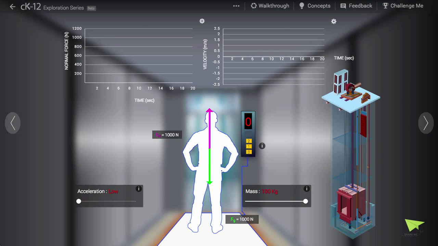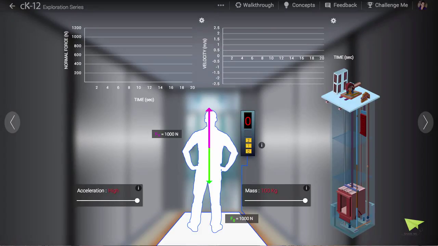The best way to experience the phenomenon described by this simulation is to just grab a bathroom scale and take a ride in a real elevator. Also, smartphones these days typically have an acceleration sensor that will allow you to measure the different accelerations you experience in an elevator.